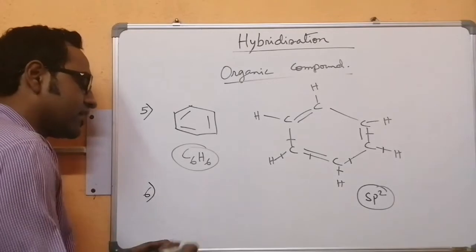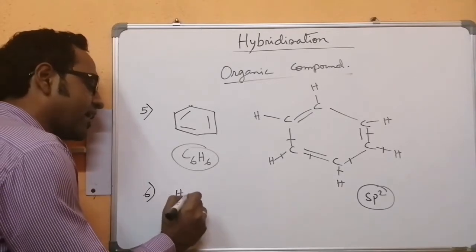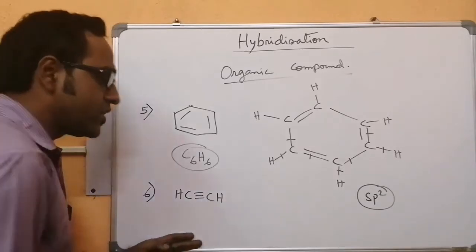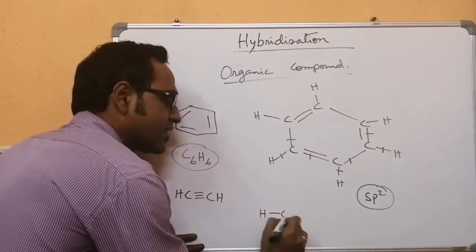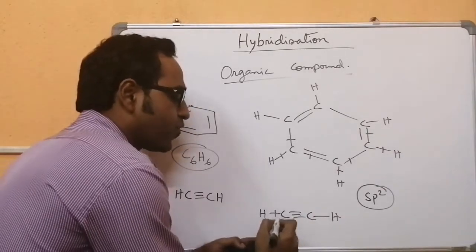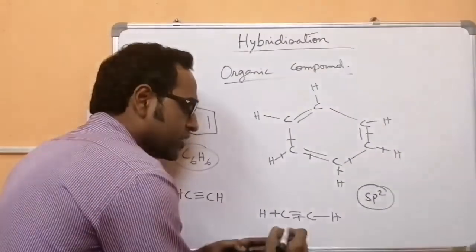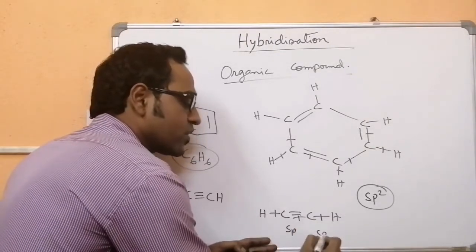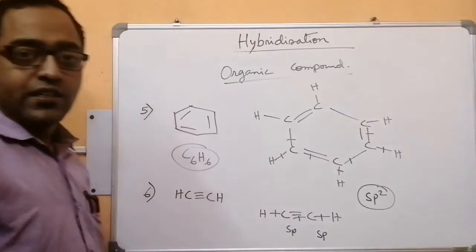Sixth example is, say, ethyne, HC triple bond CH. So this carbon is forming 1 sigma, 2 sigma. So the hybridization is sp. This carbon is also forming 2 sigma bonds. So the hybridization is sp.